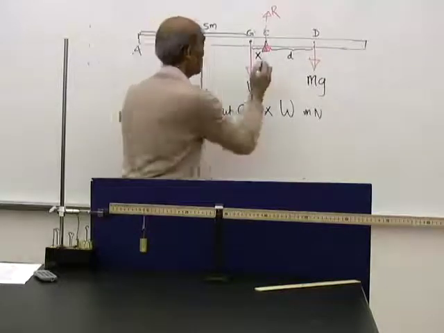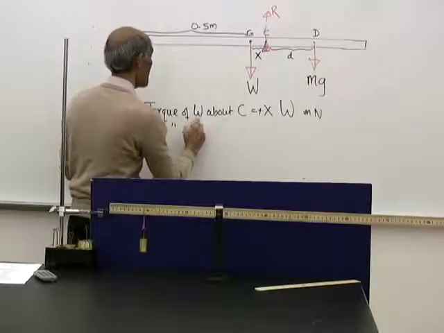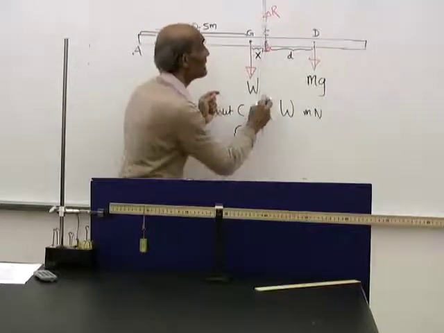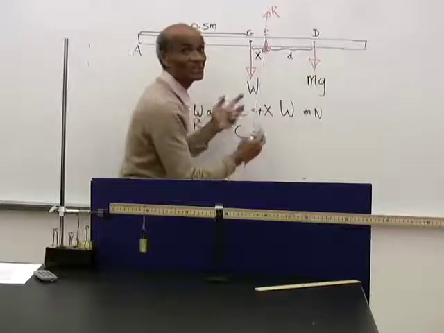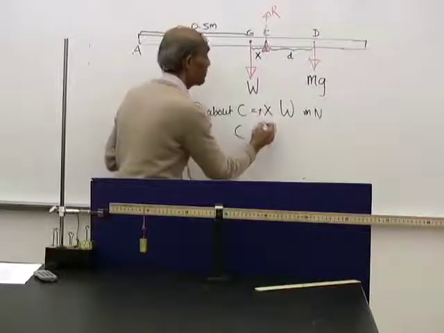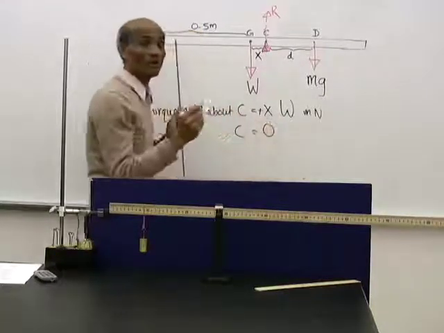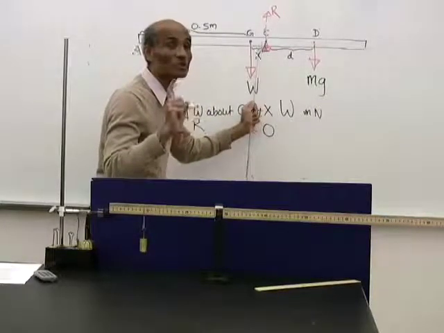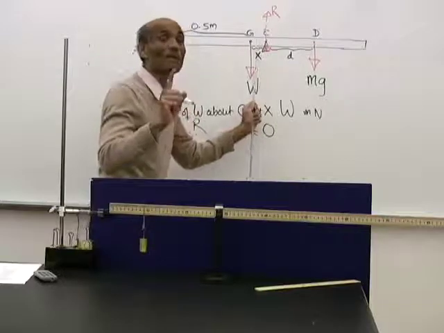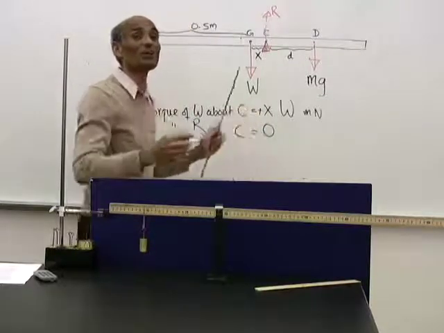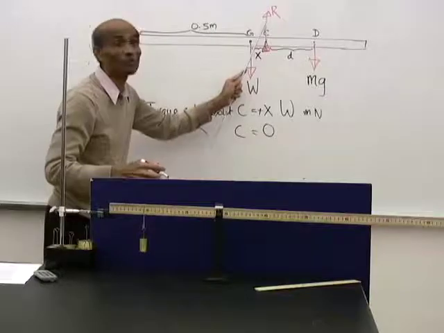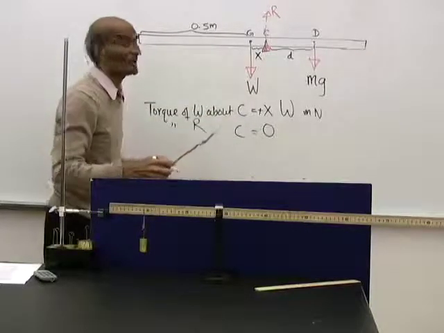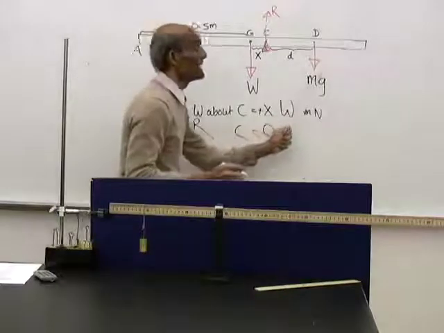Now tell me, what is the torque of R about C? If you notice, R passes through C. The distance is 0, therefore the torque is 0. I hope you remember, if a force passes through a point, the torque of that force about that point is 0. So the torque of the force R about the point C is 0. How about the torque of mg?